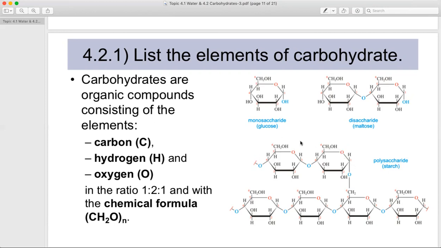So from mono to di to polysaccharide, lagi ke atas ni lagi complex structure dia. Dia gabung banyak-banyak so membentuk a complex monomer.